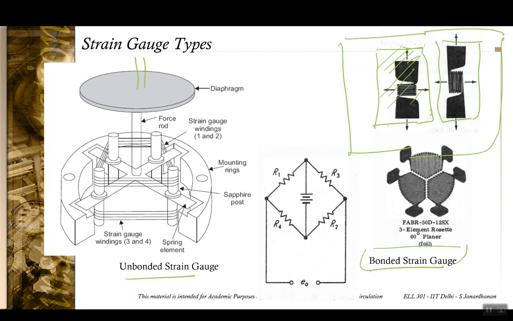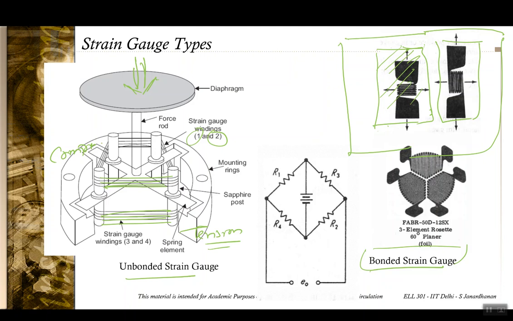Okay, and so when a force is applied, you have two sets of wires here. So you have wires 1 and 2 being here, and strain gauge wire windings 3 and 4 being here. Now what is happening is that when the force is applied, 1 and 2 are in compression, and 3 and 4 are in tension.